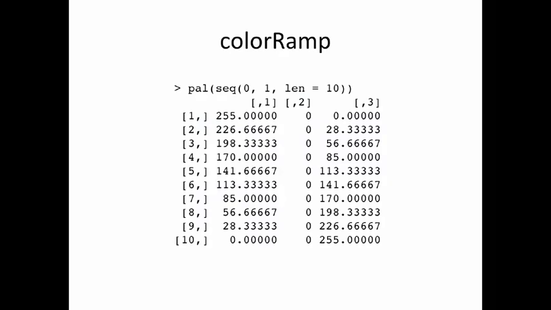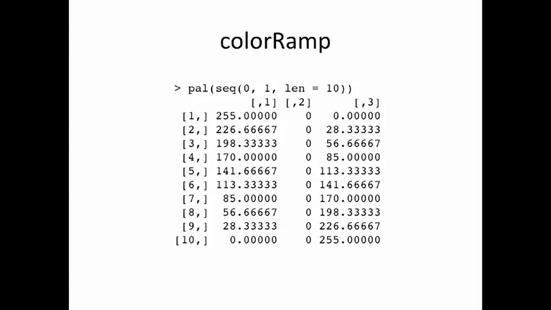So if I were to give a sequence of numbers between 0 and 1, PAL would give me a sequence of colors between red and blue. Here I'm giving a sequence between 0 and 1 that's of length 10. So it starts at 0 and it ends at 1, and there are 8 numbers in between.